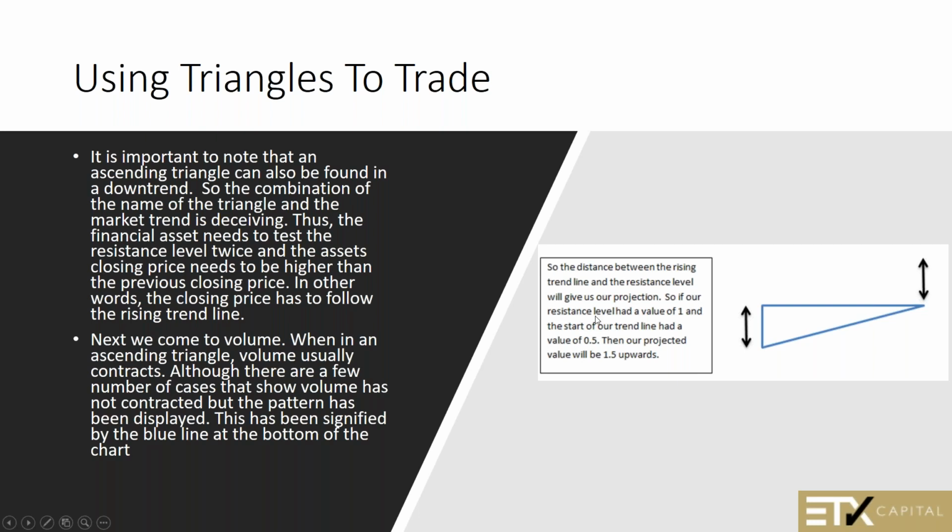Now, we can calculate the distance of the breakout momentum based on the difference between the support line and the trend line. So here we have the original triangle line, the horizontal line, and the ascending support line. The distance between the rising trend line and the resistance line will give us our projection. So if our resistance level had been based at 1, and the start of our trend line had been valued at 0.5, then our projected value would be 1.5. So we would expect this momentum to move 1.5.